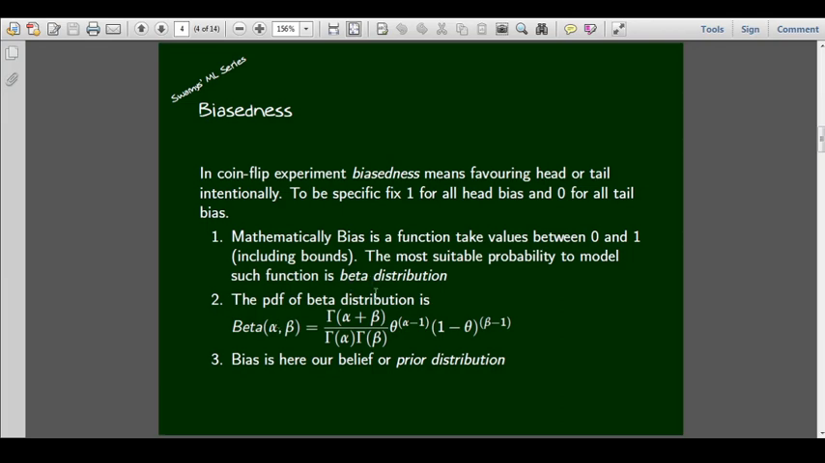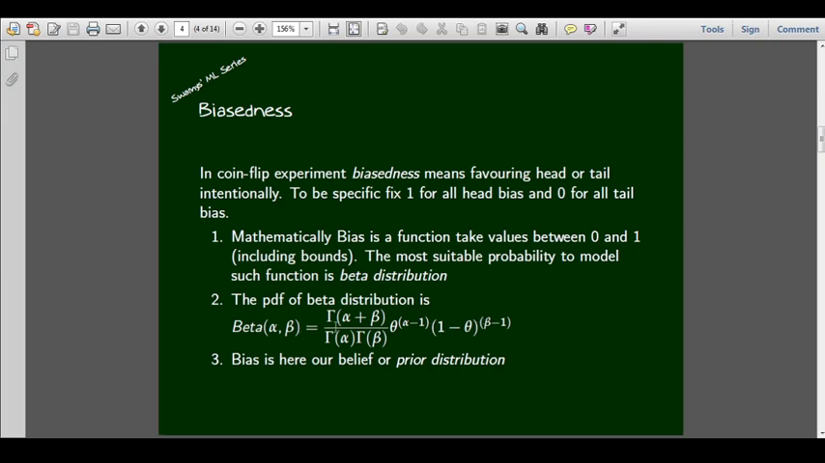Any distribution can be identified by its probability density function. Here the PDF of beta distribution is beta of alpha, beta is equal to gamma of alpha plus beta, divided by gamma of alpha into gamma of beta, into the parameter theta raised to alpha minus 1 into 1 minus the same parameter theta raised to beta minus 1.